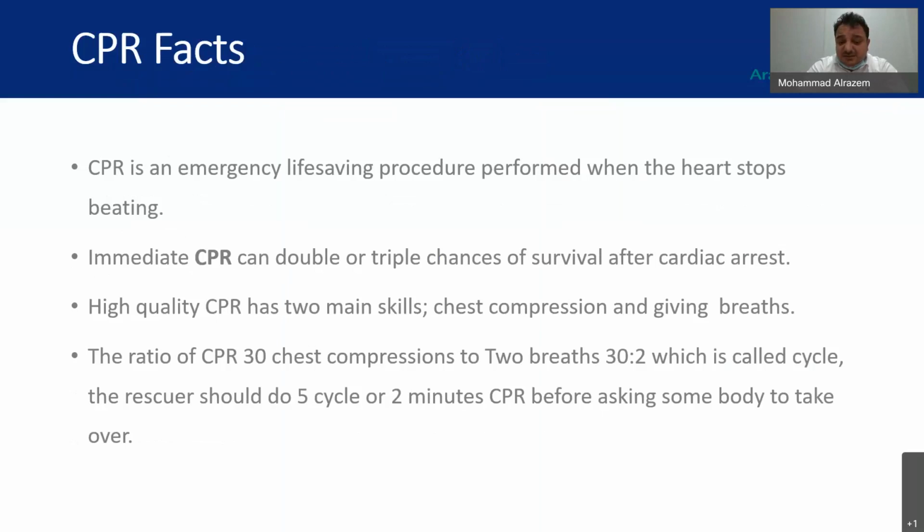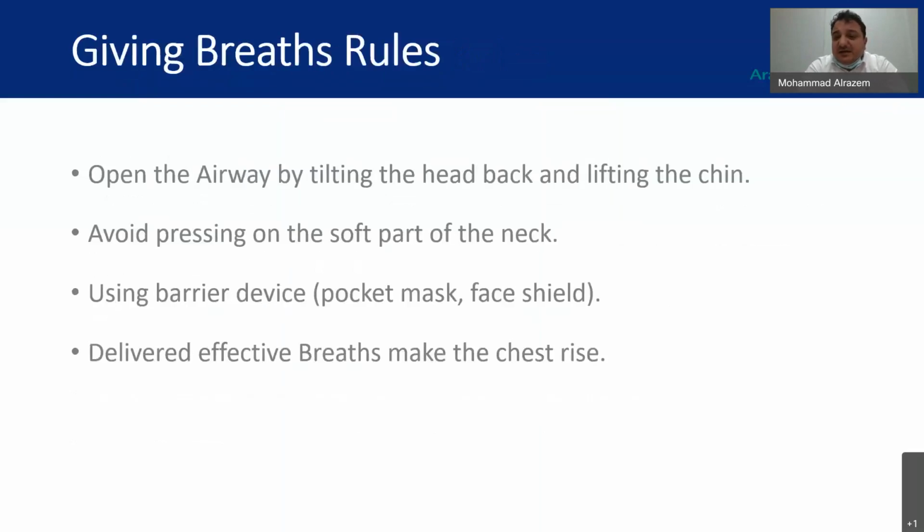The second skill is giving a breath. We give the breath when we open the airway, by tilting the head back and lifting the chin, and we avoid pressure on the soft part of the neck. Of course, when we open the airway and start to give a breath, we need to use a barrier device, in this case a pocket mask or face shield.